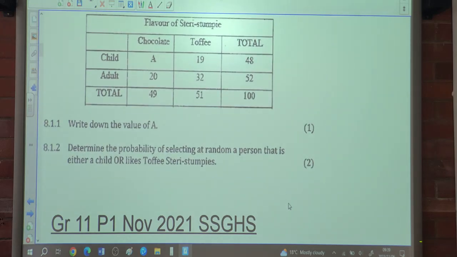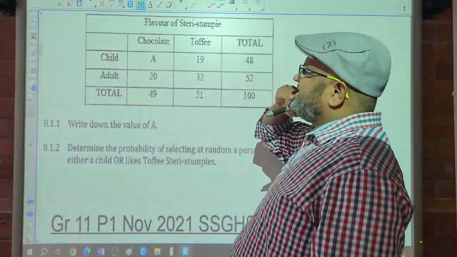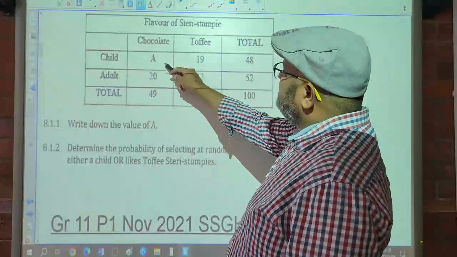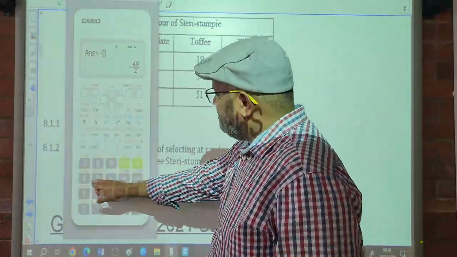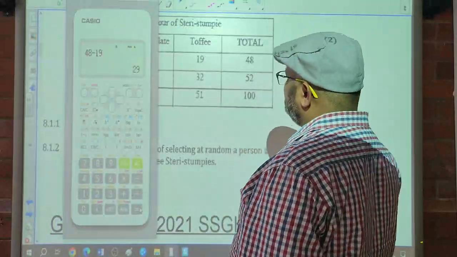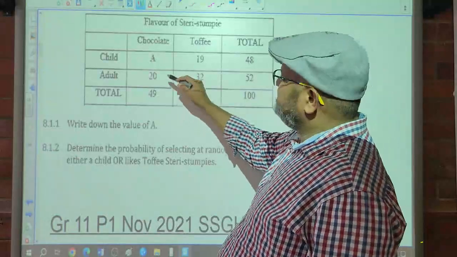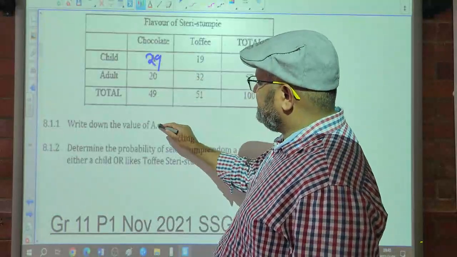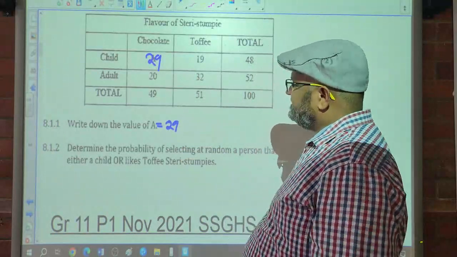What is the value of A? So of course, A plus 19 is going to give us 48. So 48 minus 19 gives us 29. Or you could have said 20 plus A is going to give you 49. So that's going to give you 29. There's no other unknown.